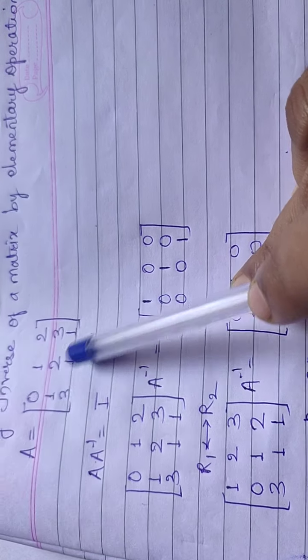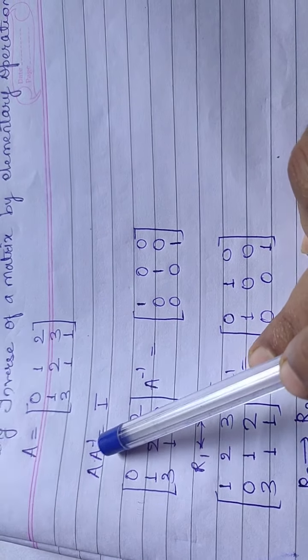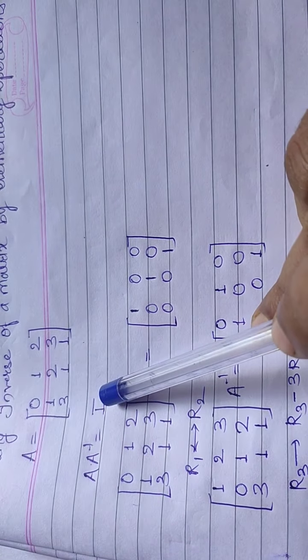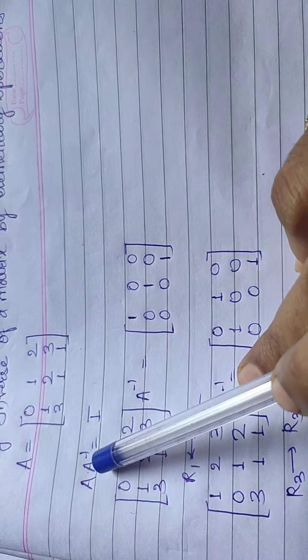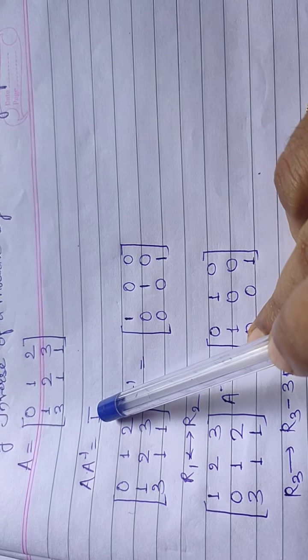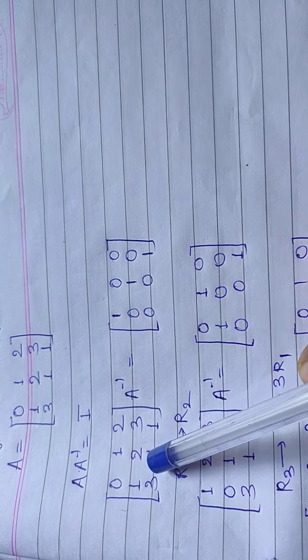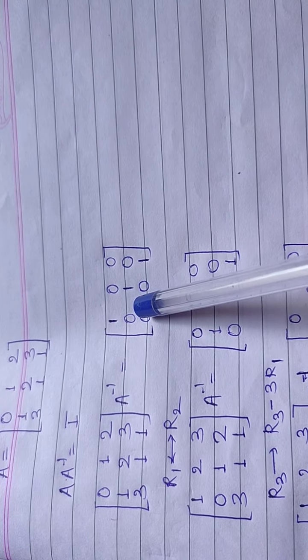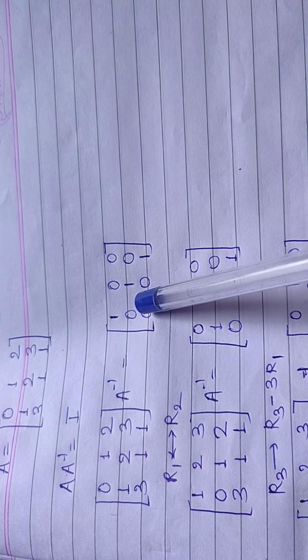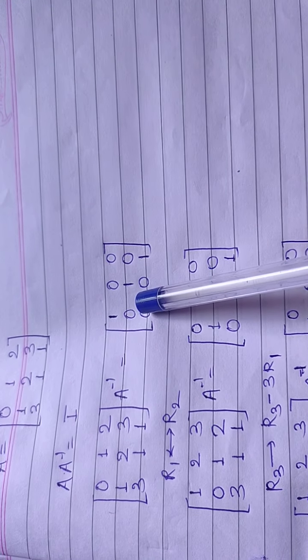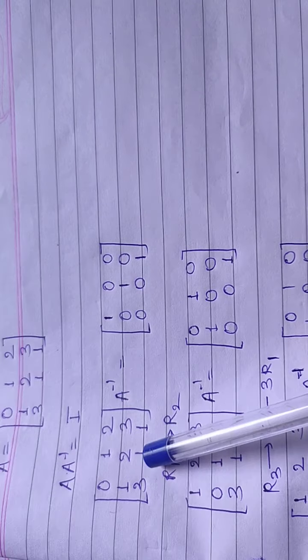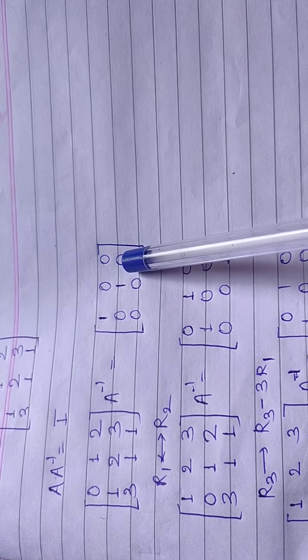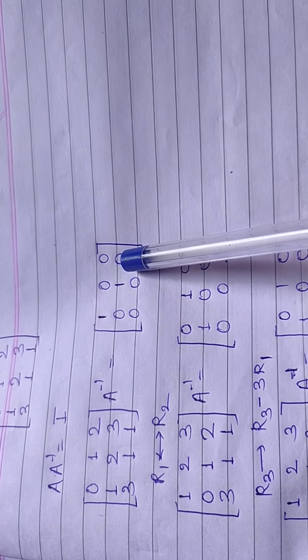Okay, so we can write the relation A into A inverse is equal to the identity matrix. We know that A into A inverse is the identity matrix. This is matrix A, into A inverse which we have to find, and we can substitute on the right hand side the identity matrix of the same order, of order 3. So A into A inverse is equal to identity matrix I.